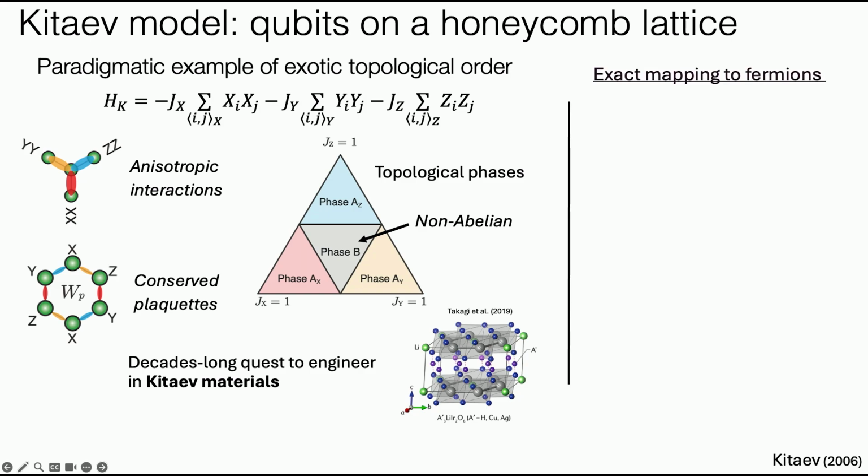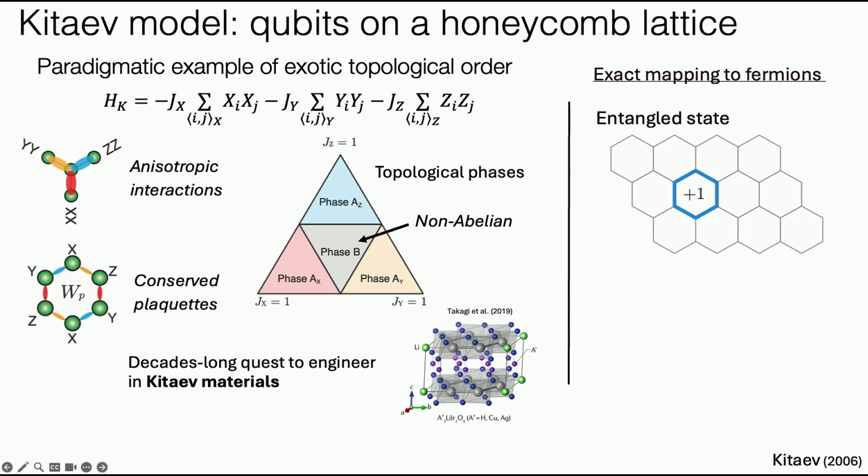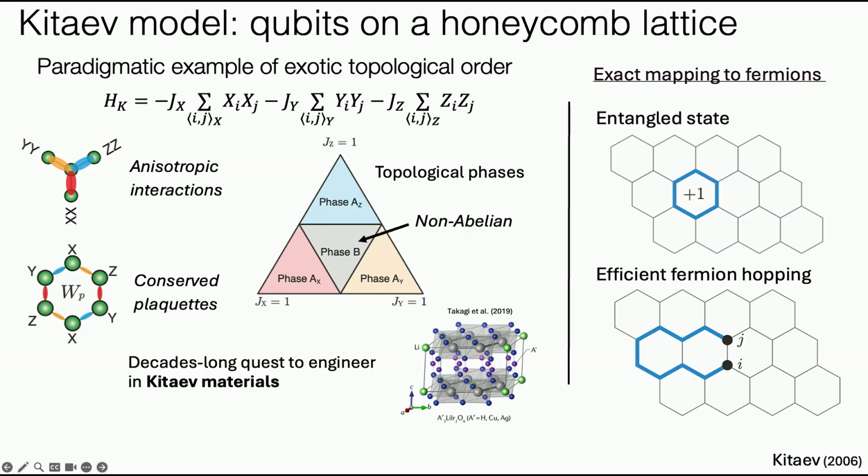But what's an interesting aspect of this model is that the way that Kitaev solved the model is by mapping this qubit system, or the spin system, to fermions. And the way this works leverages the fact that these plaquette operators are conserved, and so you have long-range entanglement across the system. And so the Jordan-Wigner operators that you typically have when mapping fermions into qubits can actually now become local.